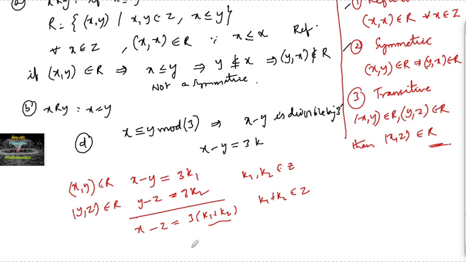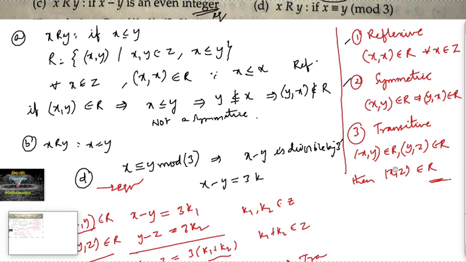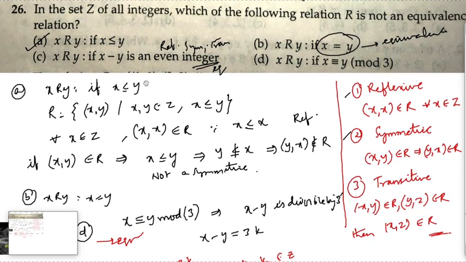So what can we say here? x minus z is divisible by 3, right? 3 into something means it is divisible. So we can say (x, z) belongs to R. So (x, y) belongs to R, (y, z) belongs to R, (x, z) also belongs to R, and hence it is transitive. Hence we can say the fourth option is also an equivalence. And so we can confirm that the first option is the right answer, which is not an equivalence.